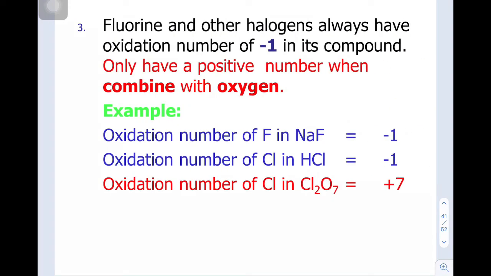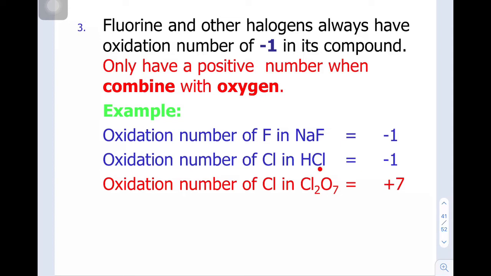The third rule: fluorine or other halogens always have an oxidation number of -1 when they are in a compound. However, the halogens will have a positive oxidation number when they combine with oxygen. For example, in sodium fluoride, NaF, the oxidation number of fluorine is -1.